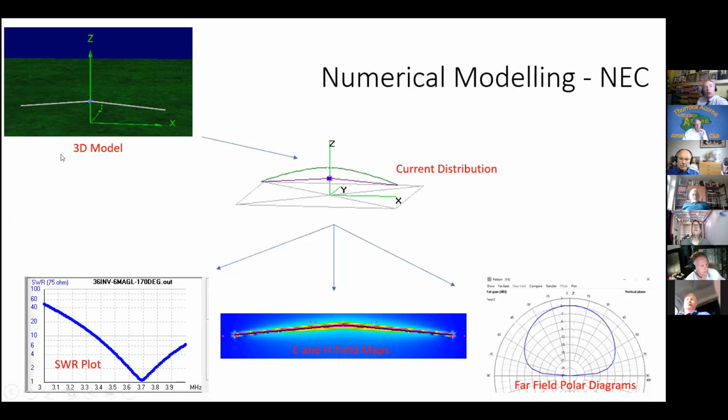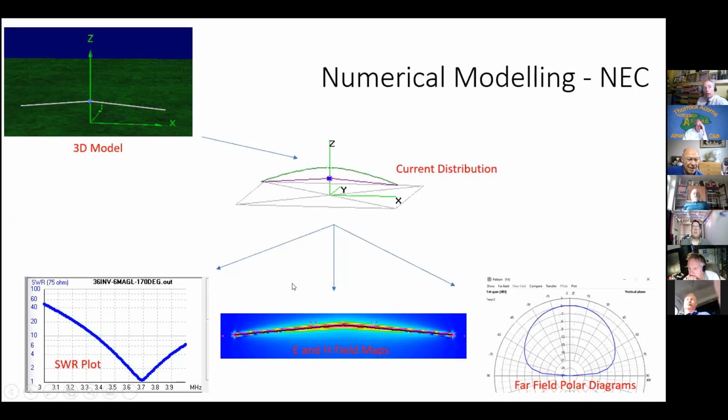And what you do with NEC is you produce a 3D model of your antenna in the simplest way by drawing it on graph paper and then keying the coordinates into a text file, or when I started, punching cards and feeding them to your mainframe. It will then calculate the current distribution in the antenna. Given the current distribution, it will then plot the impedance versus frequency, the electric and magnetic fields close to the antenna, and the far field polar diagrams and gain. The polar diagram is gain versus bearing, effectively.